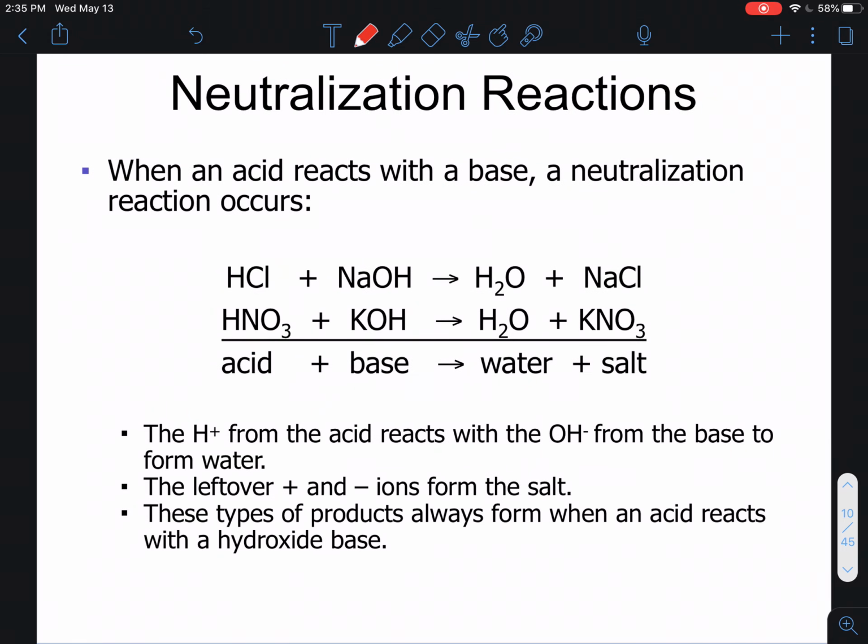Again, same thing. These are neutralization reactions. This is what I just drew before. And here's another acid-base reaction right here if you want to take a look at it.